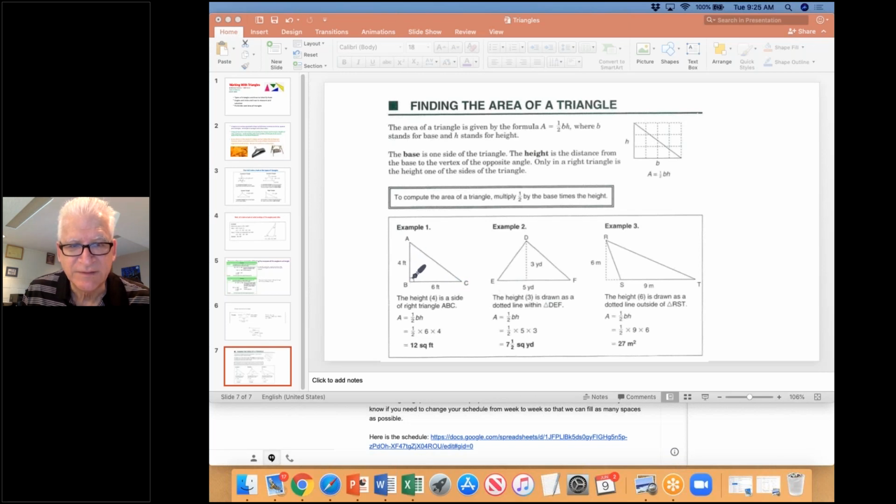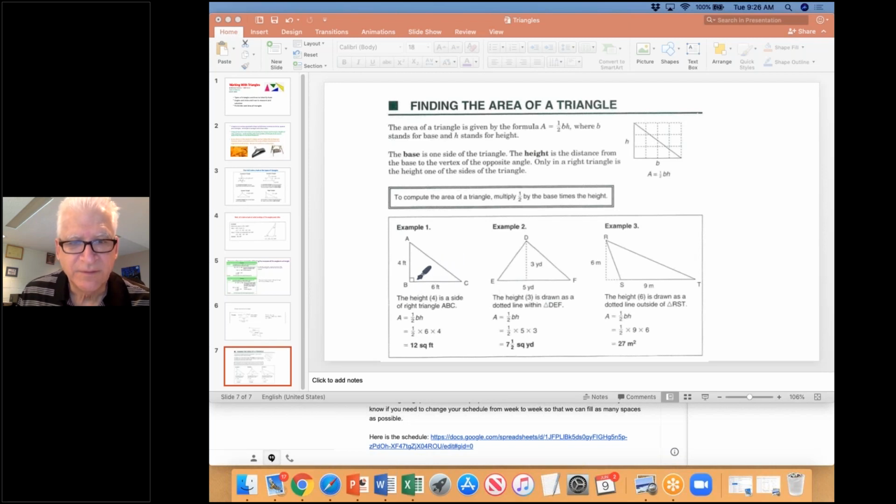Now in this case, this little indicator right here means that that's a right triangle. So we know that this is your base, this is your height. And I'll explain more of that when we get to the next example.